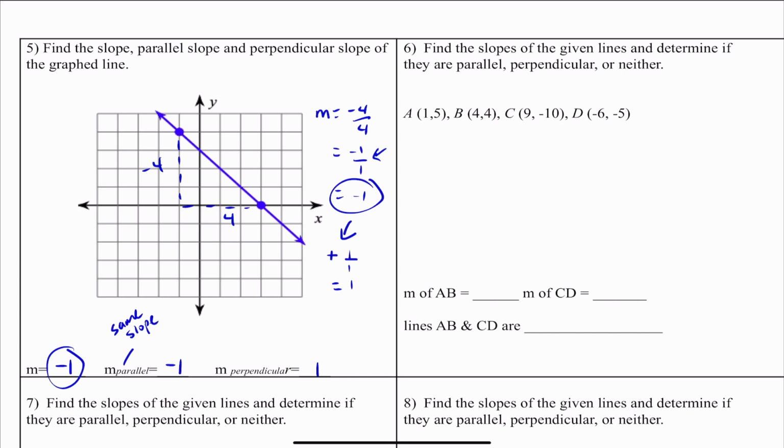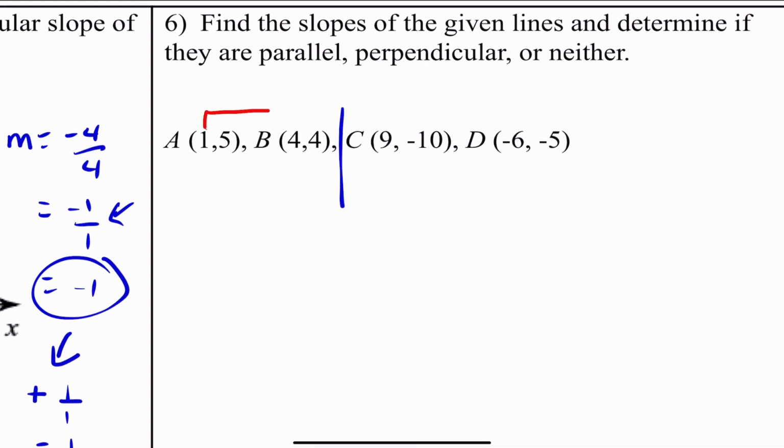Number 6, find the slopes of the given lines and determine if they are parallel, perpendicular, or neither. So here this is saying what's the slope of AB, slope of CD, and then you're going to tell me if it's parallel, perpendicular, or neither over here. Okay, so let's draw a divider. And then I'm going to pair my x's, pair my y's, because that helps a lot of people. Then let's figure out the slope of AB. Again, the slope is y2 minus y1 over x2 minus x1.